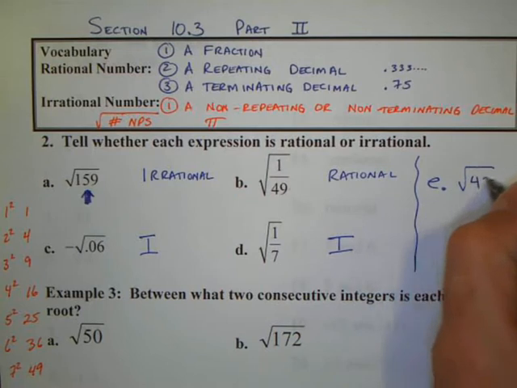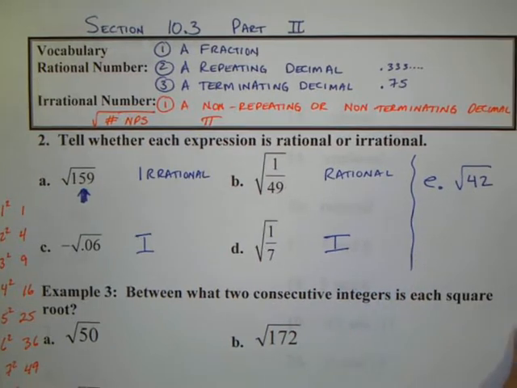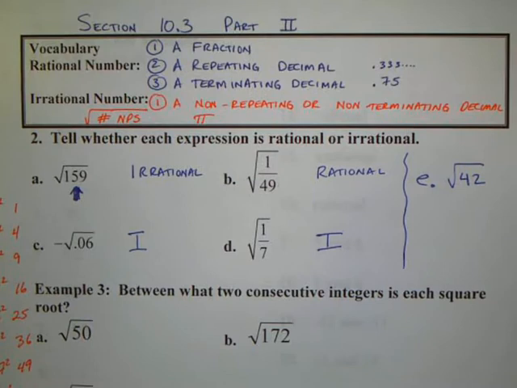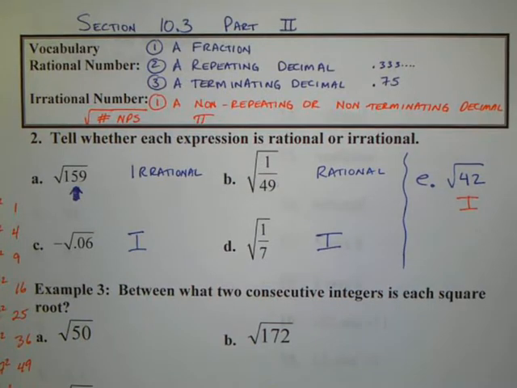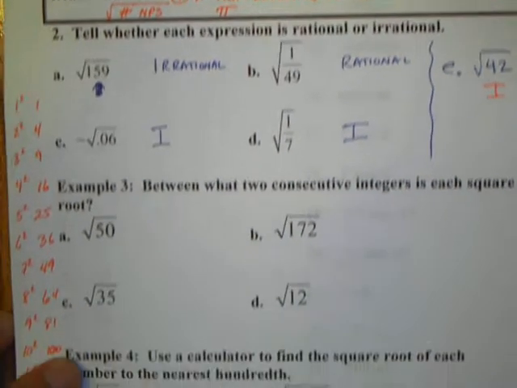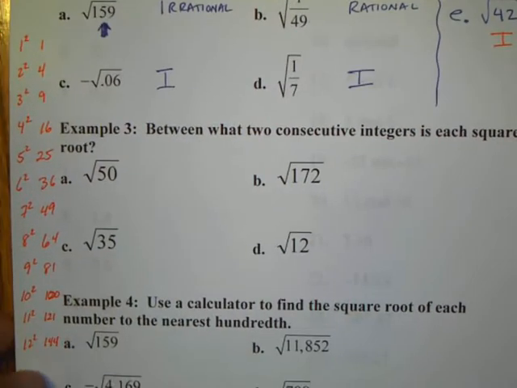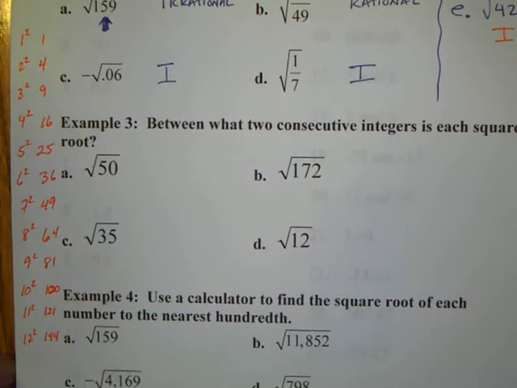Now I'm going to ask you a question. Let's look at this one. Is the square root of 42 rational or irrational? Hopefully you said that's not a perfect square, so that's an irrational number. We'll do more examples later.